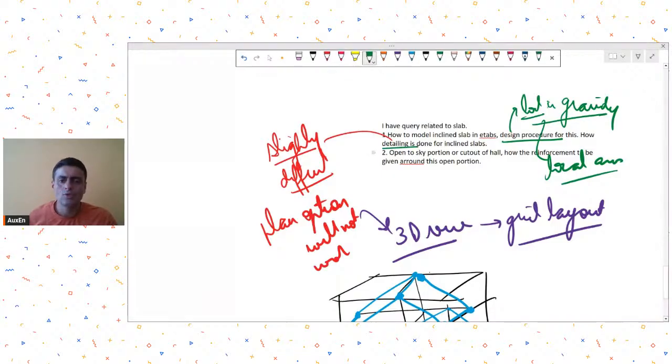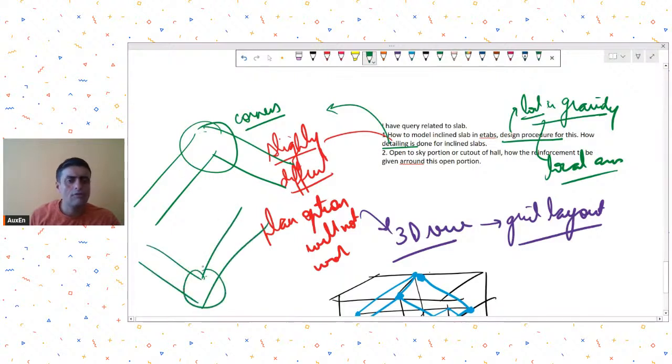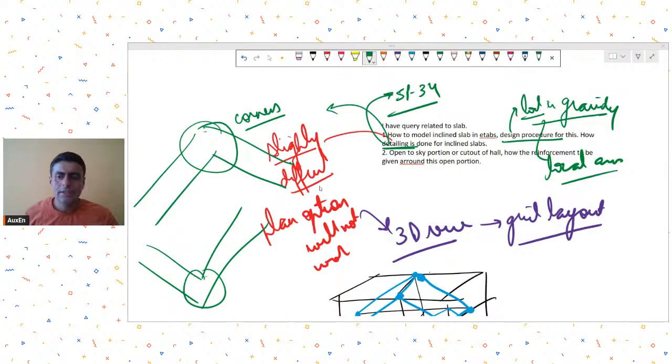M11, M22 moments you take, and then you do the reinforcement calculations. For detailing, usually the same procedure is adopted as we do for normal slabs, but you have to be careful at corners where two inclined slabs are joining each other at crown locations, okay, or at the trough locations. So you need to be slightly careful at the corners. What I will suggest is go through SP34, where they have given some best practices to be followed for these corner detailings for an inclined slab.